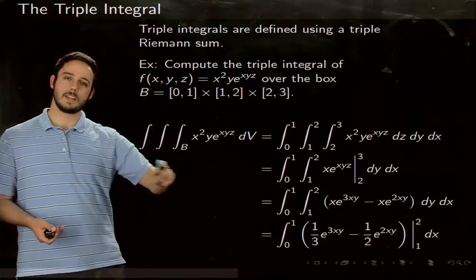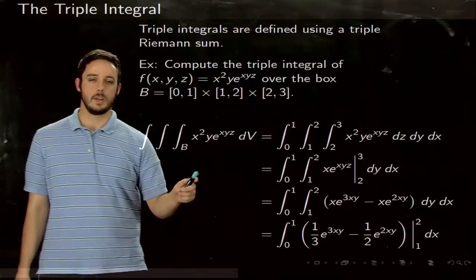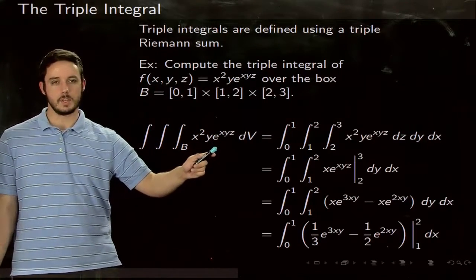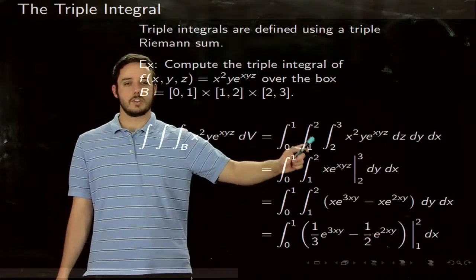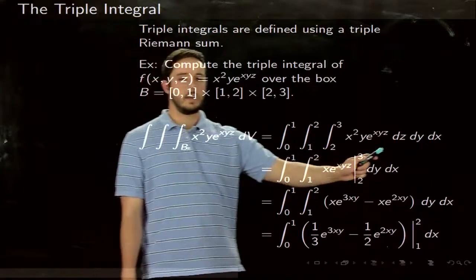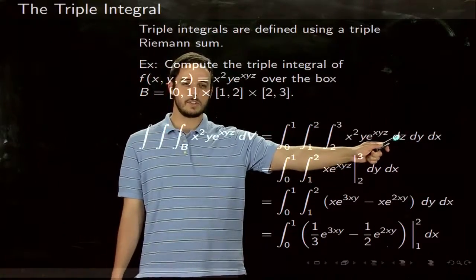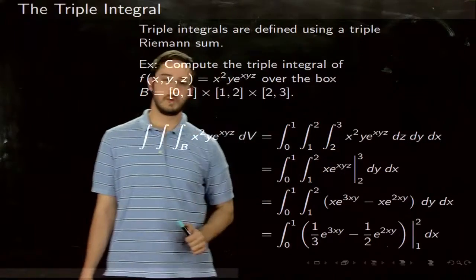Well, we'd write it like this, the triple integral over this box, this 3-dimensional region, of the function dV. And so we'd write it just as 3 integrals right after each other. And this dz, dy, dx is telling us we're integrating with respect to z first, then with respect to y, then with respect to x.